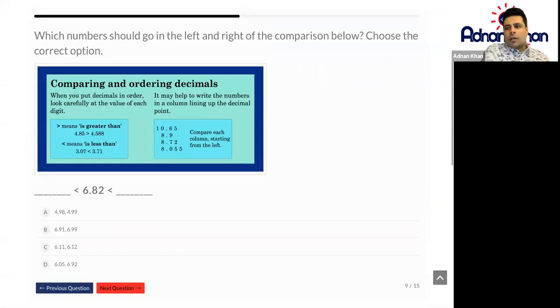So question number nine, whereby which number should go in the left and right of the comparison below? And just be careful with the inequalities there.